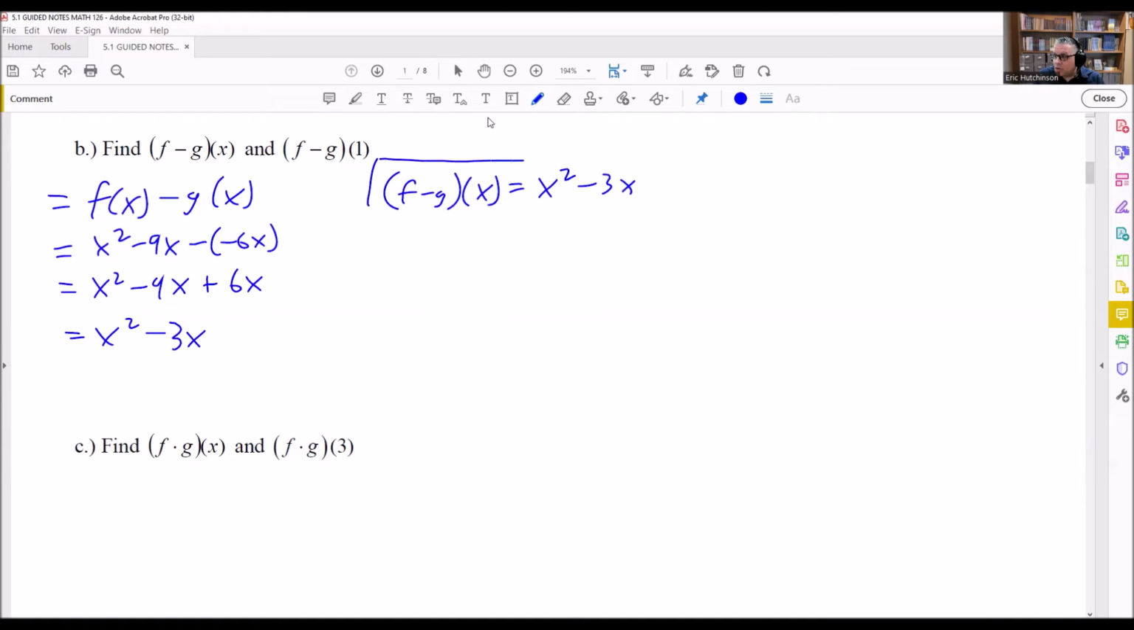So I'll go ahead and put that in the box. That's going to be our first answer they're asking for. That's going to be this one right here, f minus g of x. Next thing is we want to put a 1 in there. Okay, so f minus g of 1 means I want to put a 1 into the answer that we already got here. I'm going to put a 1 in for both of the x's. And now we're just going to simplify it.